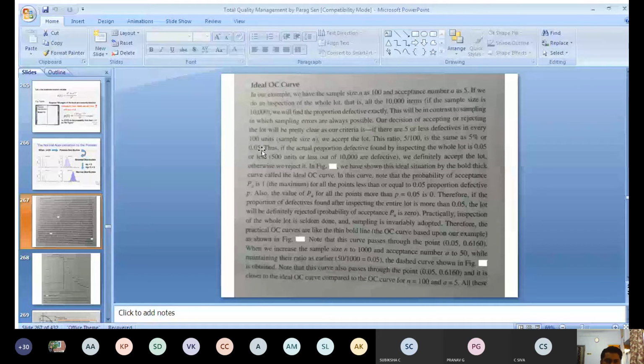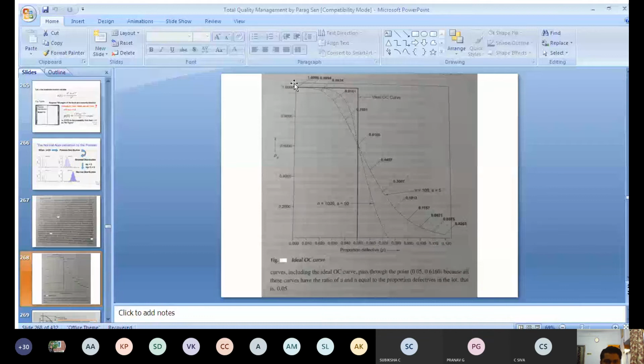Thus, if the actual proportion defective found by inspecting the whole lot is 0.05 or less, we definitely accept the lot. Otherwise, we reject it. We have shown the ideal situation by the bold thick curve called the ideal OC curve. You can see it here. This is the bold ideal OC curve, or ideal operating characteristics curve.